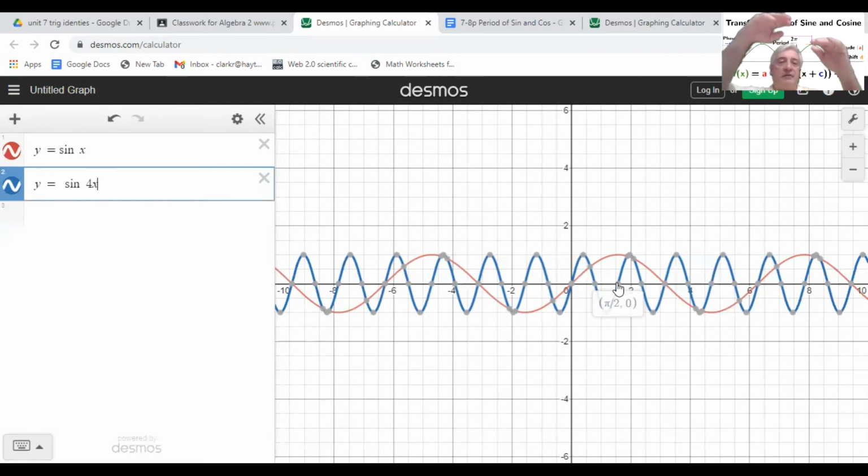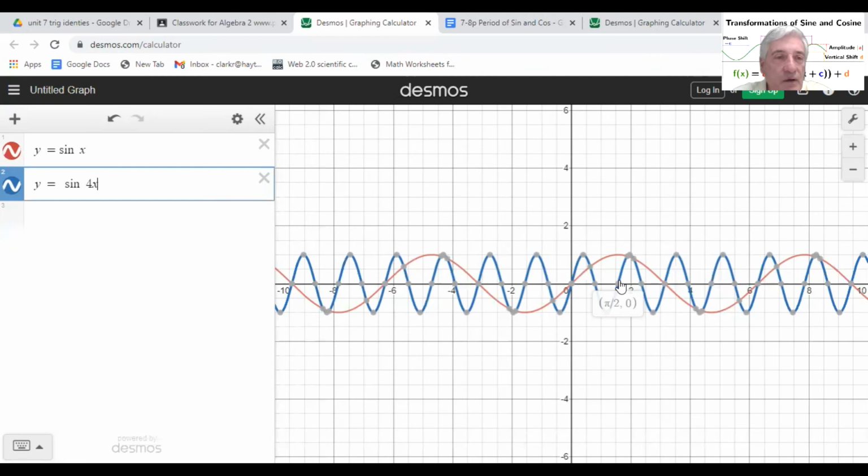So now instead of taking 2 pi to complete my sea serpent humps, I'm doing it quicker. I'm getting my humps done in 90 degrees. One up, one down, we're at 90 degrees. And if you hold the cursor right there on the graphing calculator, it's telling me it's pi divided by 2, 0, which is 90 degrees.